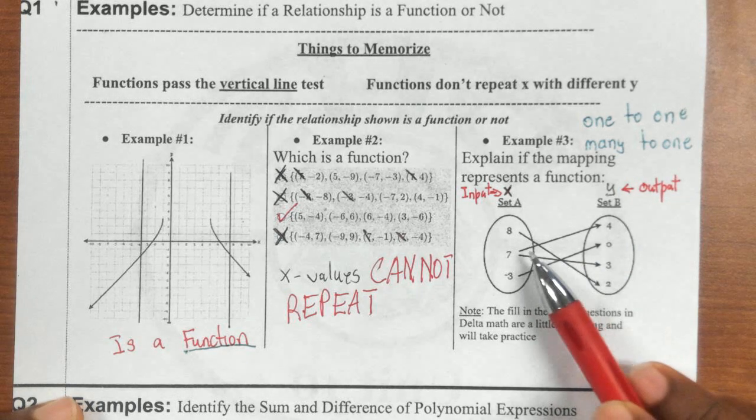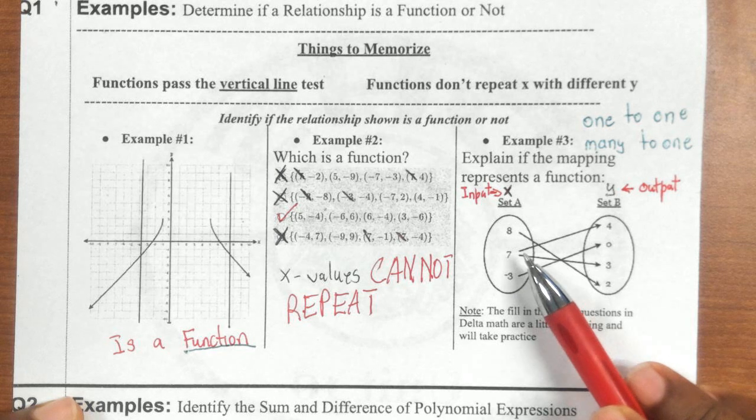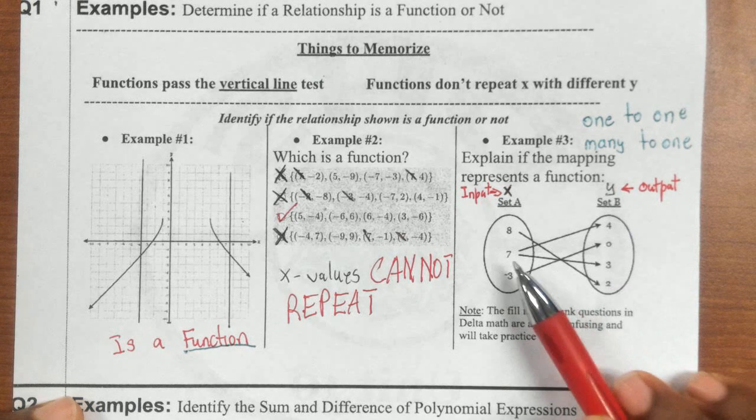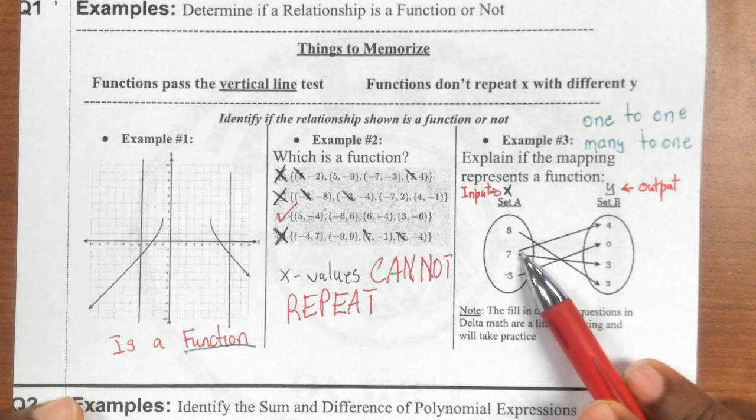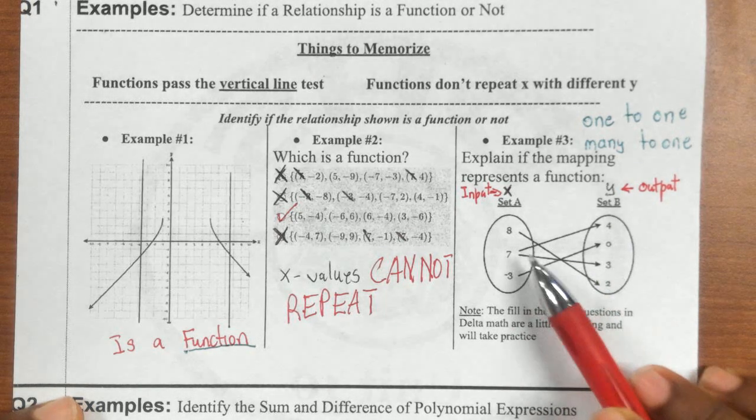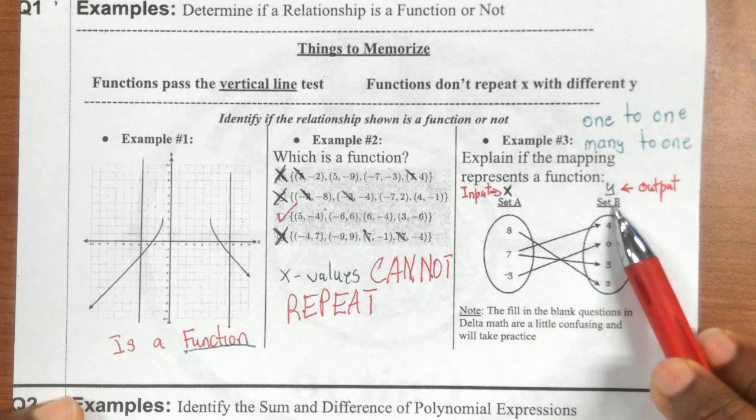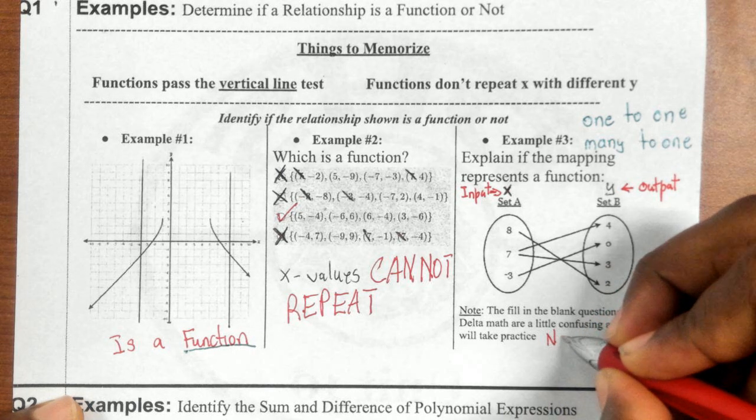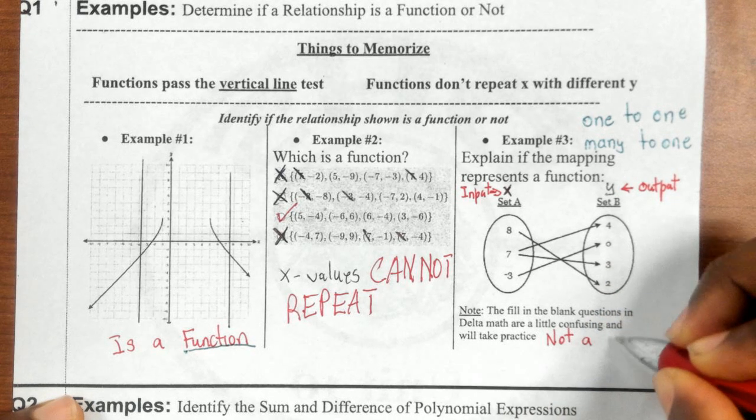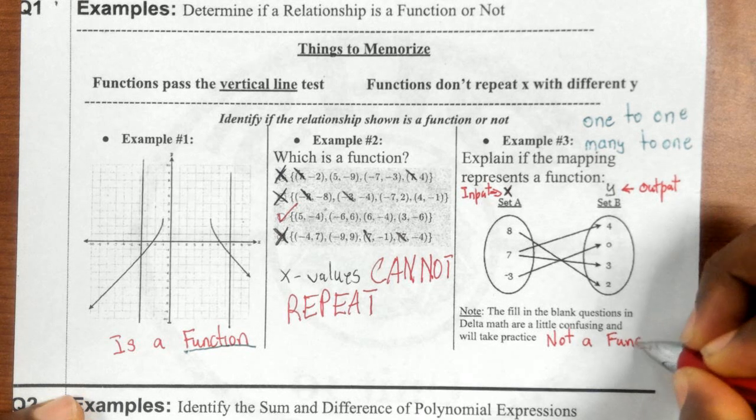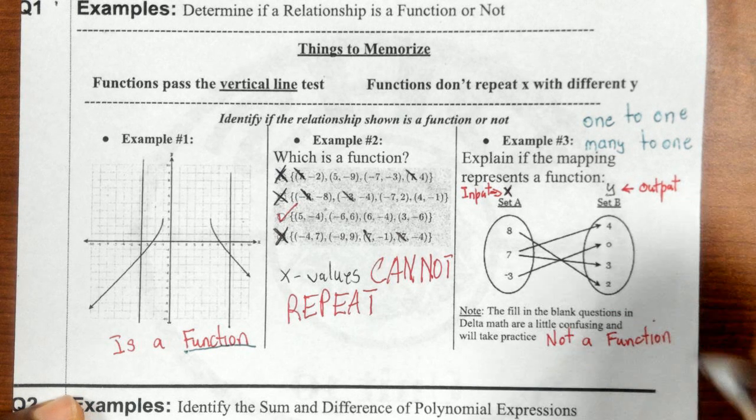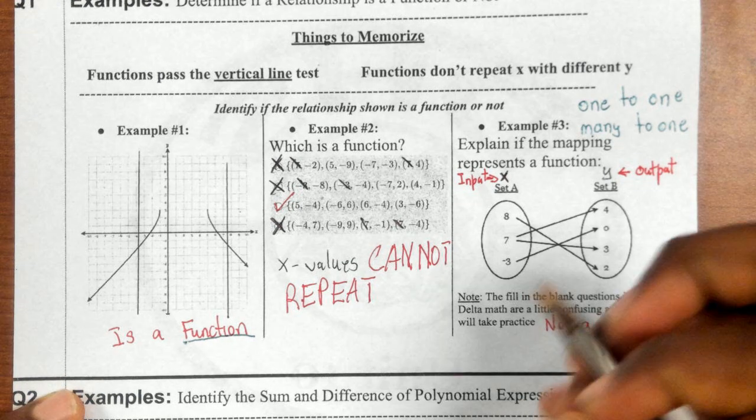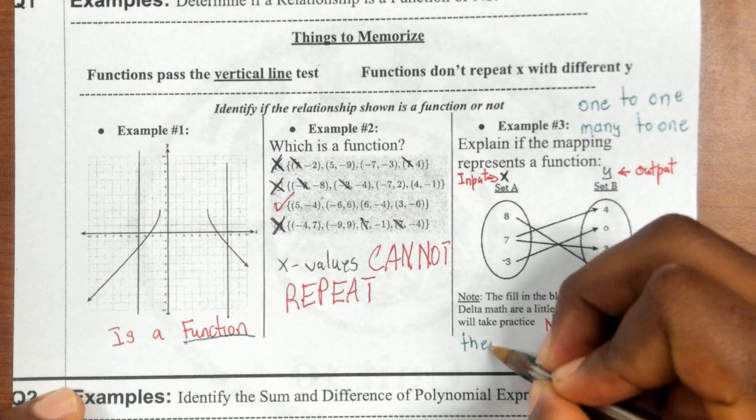That means this is considered one to many, because one thing is going to many things. Anytime you have one thing going to more than one thing in your set B, or your Y, that means this is not a function. So this one would not be a function, and here's the reason why.